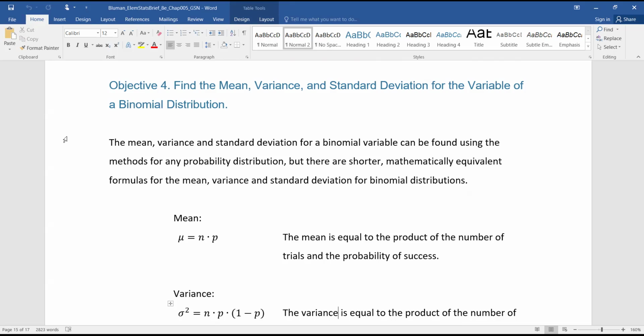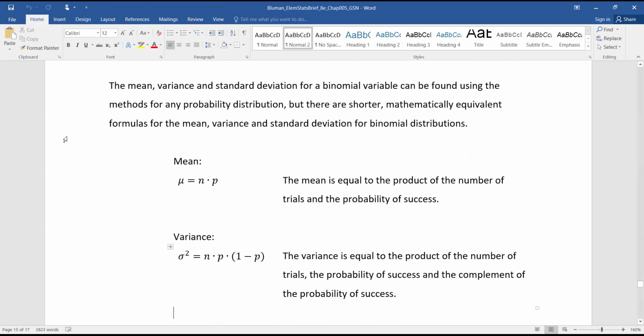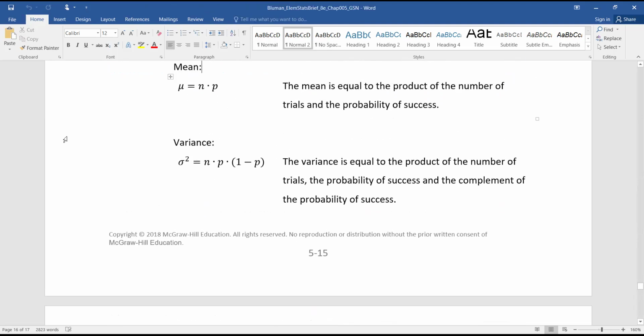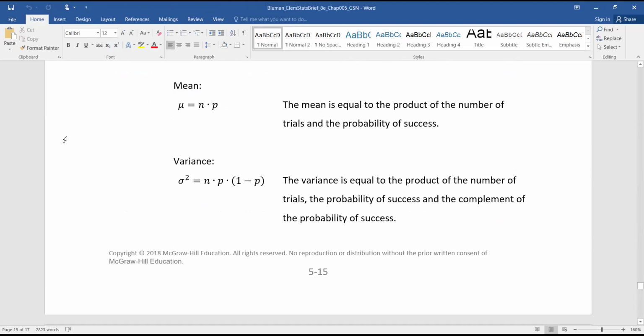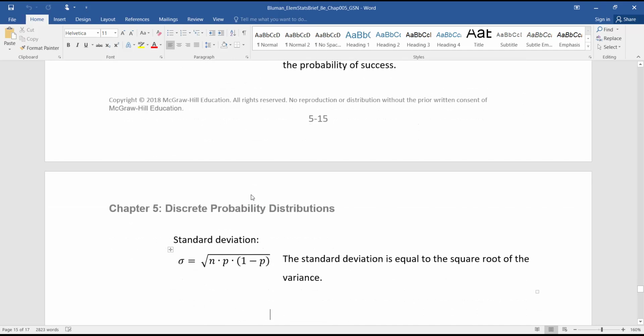Since there's only two outcomes that can happen for a binomial distribution, we can get the answer a lot quicker. So for instance, to find the mean of a binomial distribution, all I've got to do is take the number of trials times the probability of success, and I've got my answer. For variance, I take that mean and multiply it by the probability of failure, which is 1 minus p, and that would give me the variance. And then, of course, if I take the square root of that result, it would give me the standard deviation.